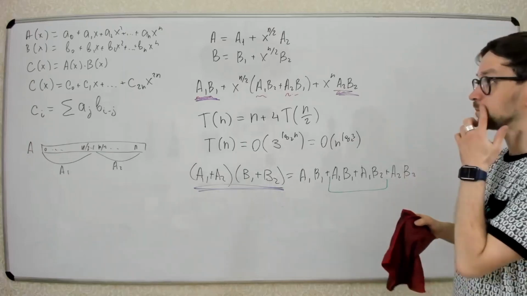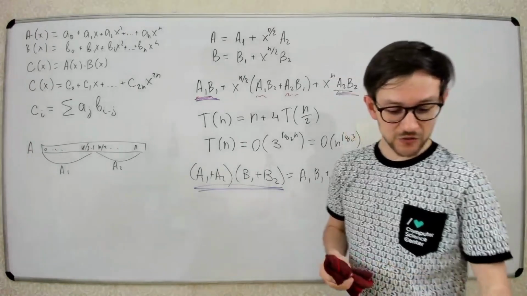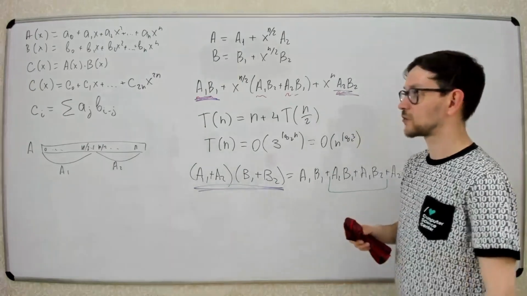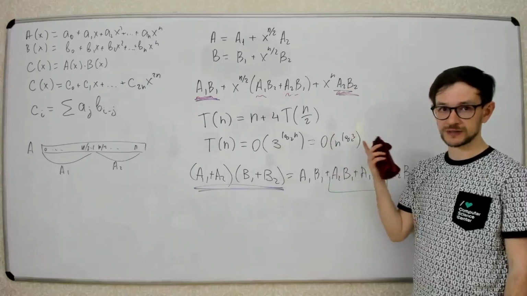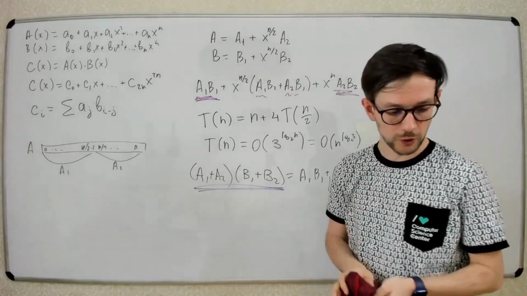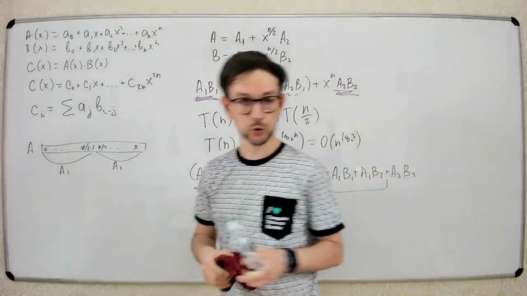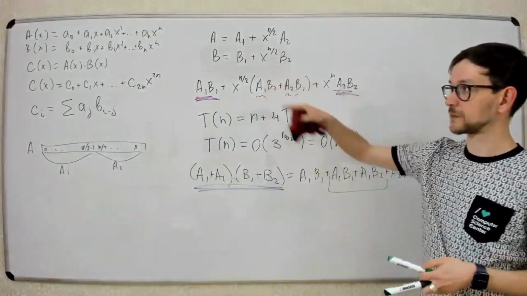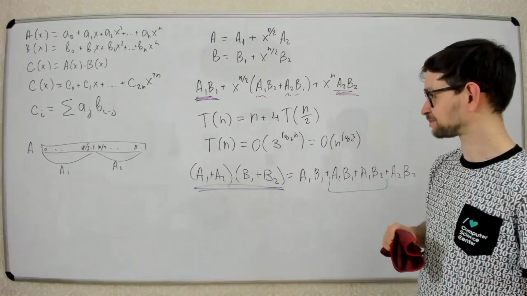Now we'll discuss the fast Fourier transform. Fast Fourier transform is another algorithm for multiplication of polynomials, and it works even faster. Using fast Fourier transform, we can multiply 2 polynomials in almost n log n time. So our goal today will be to calculate the product of 2 polynomials in n log n time. Almost.